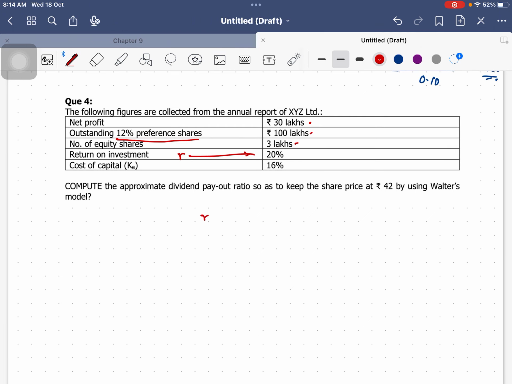So R is greater than KE. Optimum dividend payout ratio is nil or 0. That is the conclusion. Now let's see how to compute the approximate dividend payout ratio so as to keep the share price at rupees 42 by using Walter's model. If the share price is to be 42, what should be the dividend payout ratio? That is what you have to compute here. Let me do the calculation. First, what is the net profit here?